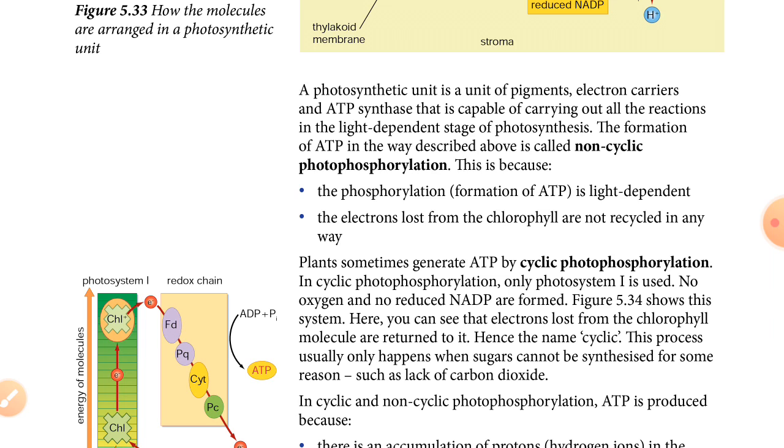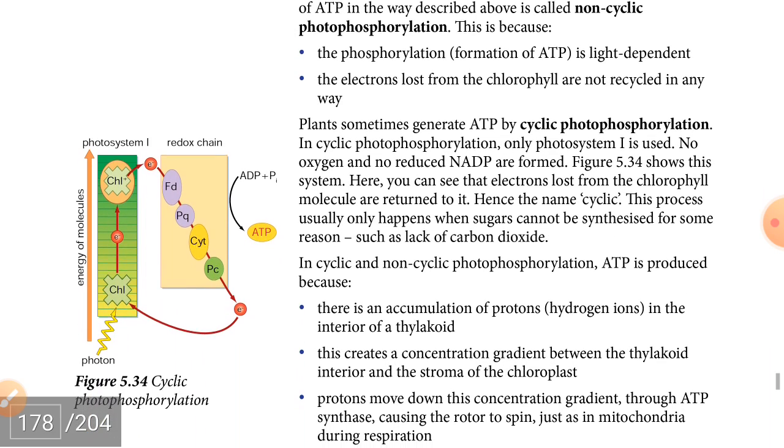So the formation of ATP, uumamuun ATP in the way described above is called non-cyclic photophosphorylation. This is because the phosphorylation or formation of ATP is light dependent. Light irratti kan hundaa'edha. The electrons lost from the chlorophyll are not recycled in any way. Electroniin chlorophyll keessaa bahe recycled hin taane. So sababa kanaafi ATP'n amma oomishame sun maalidha? Non-cyclic photophosphorylation. Sababoota kana lamaaniif jechuudha.